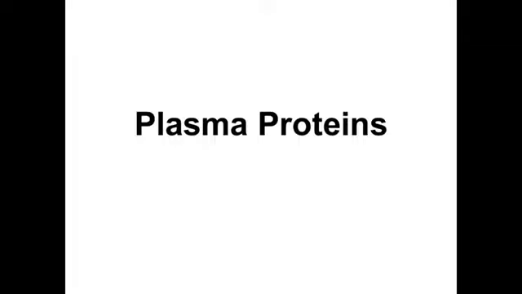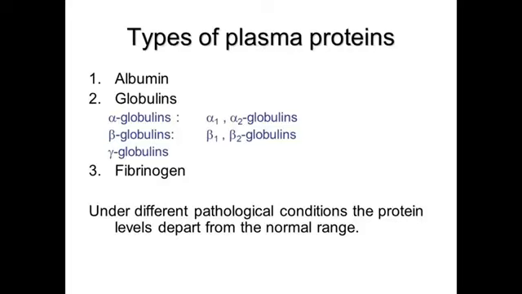Now we are going to see the plasma proteins. Types of plasma proteins: albumin, globulin and fibrinogen. Globulins are of three types: alpha globulin, beta globulin and gamma globulin. Alpha globulins and beta globulins again have two subtypes, alpha 1 and alpha 2 globulins as well as beta 1 and beta 2 globulins. Under different pathological conditions, the protein level departs from the normal range. One method available to differentiate the different types of plasma protein is electrophoresis.